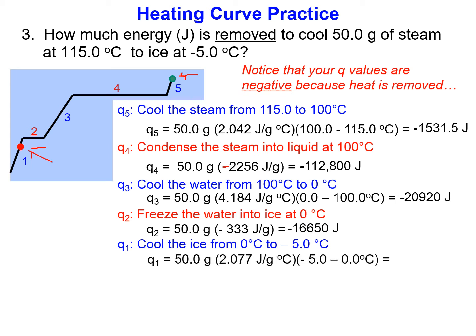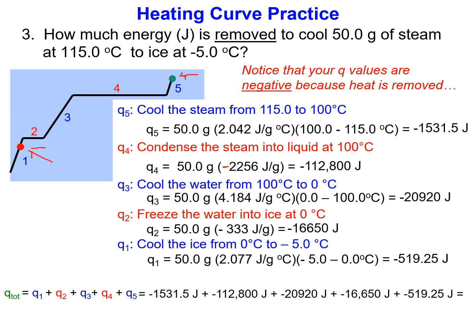And then the final thing is cooling the ice. So the important thing is you have two different types of equations depending on where you are on the heating curve. And you add up all the heats to get the total heat.